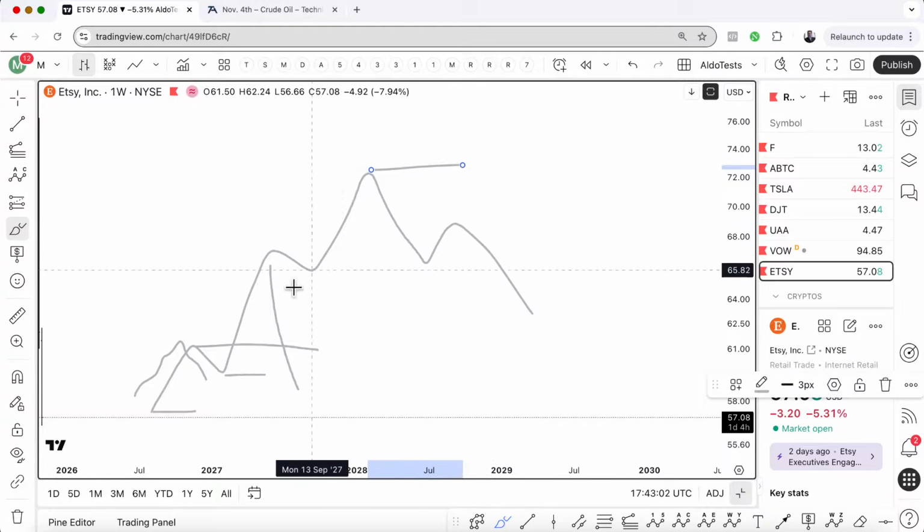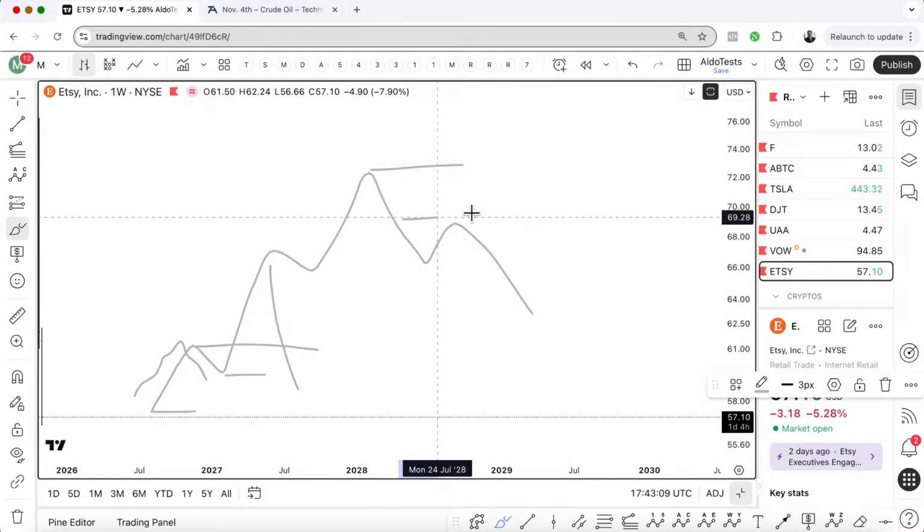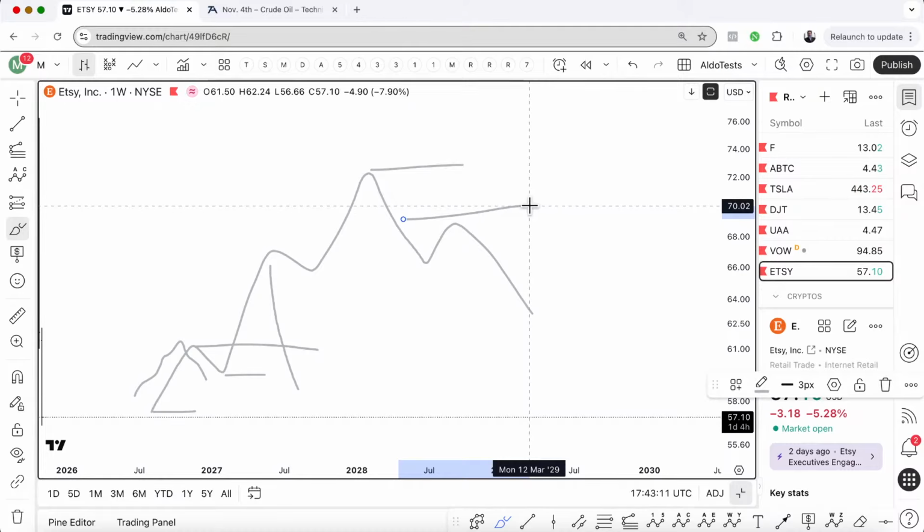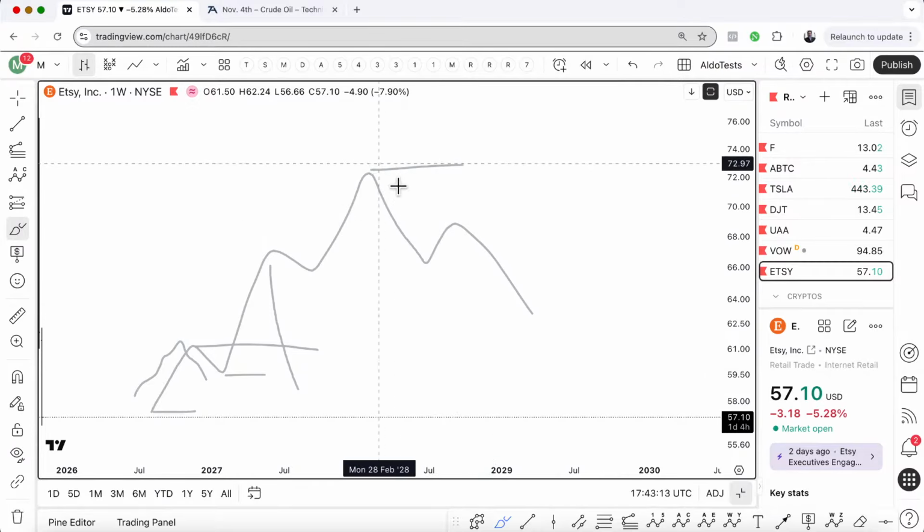Why? Because of the same reason of 1, 2, 3. This is an ABC, and we know that in a zigzag, wave B travels pretty much in the middle lane, right? So we know that if wave B goes above here, we're wrong. There is no business for us to be trading that.